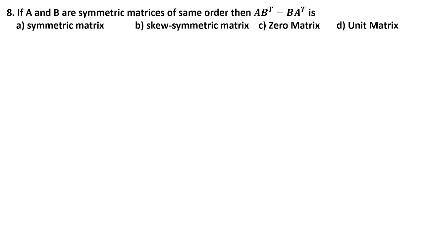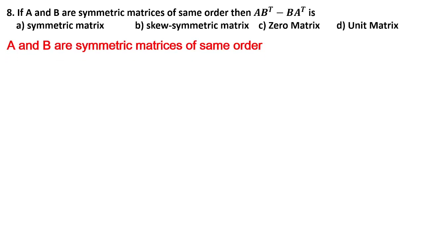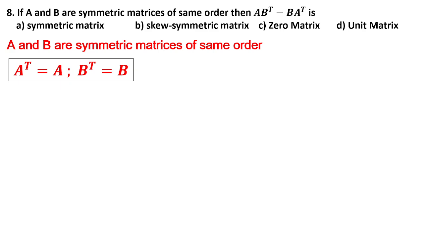We are given that A and B are symmetric matrices. We have to check what is the nature of AB transpose minus BA transpose. It can be symmetric or skew symmetric or zero or null or unit matrix. Let us try to find its transpose. If you are getting back the same thing, it is symmetric. When you are getting minus of that matrix, then it will be skew symmetric. If everything goes to 0, it will be a zero matrix. Let us see. But we are using the condition given in the question: A transpose is A and B transpose is B because they are symmetric.